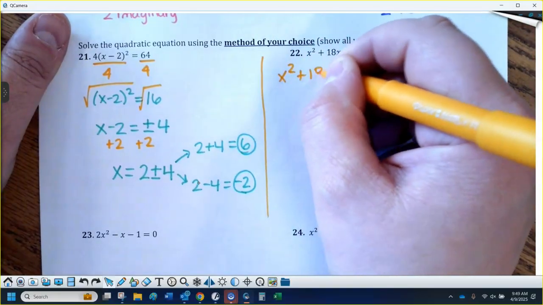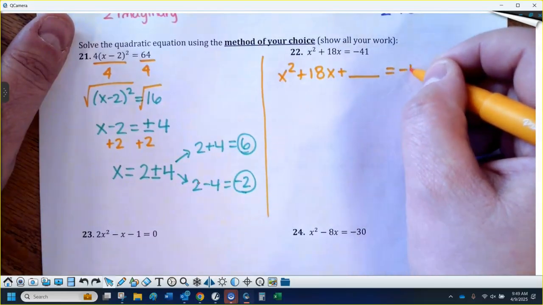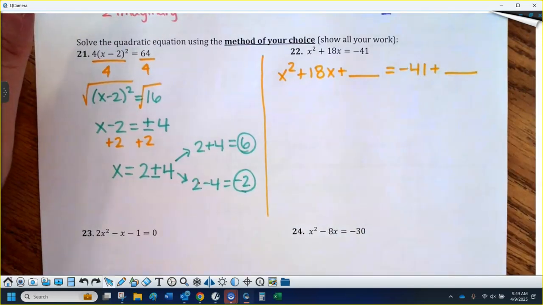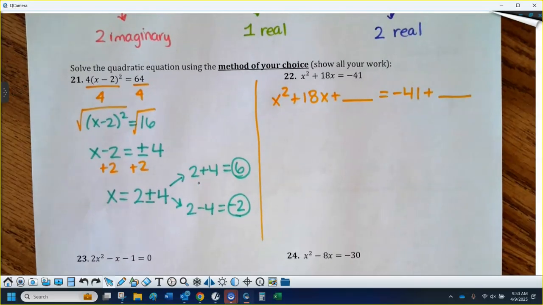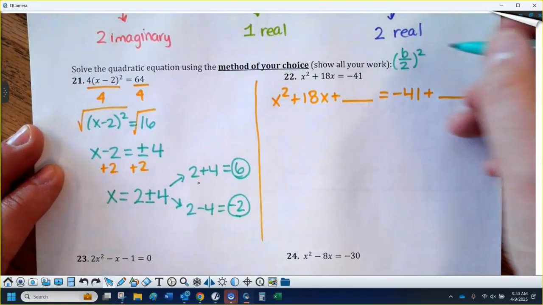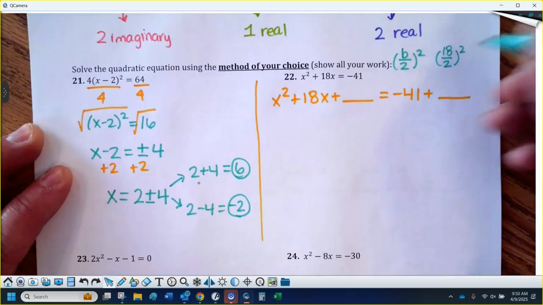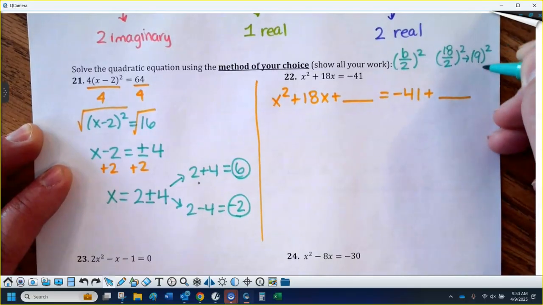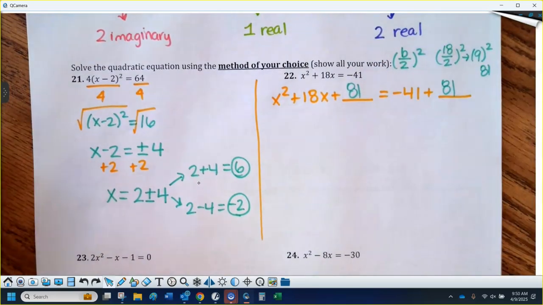To do that, I'm just going to add a little space to actually complete the square. And I'm going to add that same little blank on the other side, because if I add something to one side, we have to add it to the other side as well. I don't know if you guys will remember this, but if you want to complete the square, it's the b value divided by 2, squared. So for this question, it would be 18 divided by 2 squared, which is 9 squared, which gives us 81. I'm going to add it to that left side.